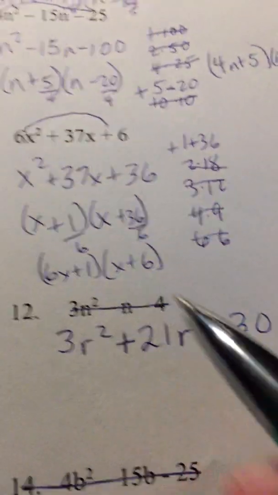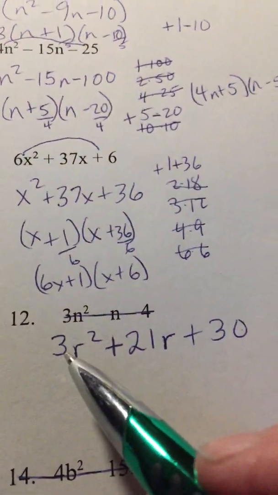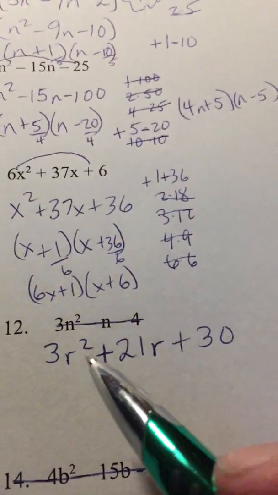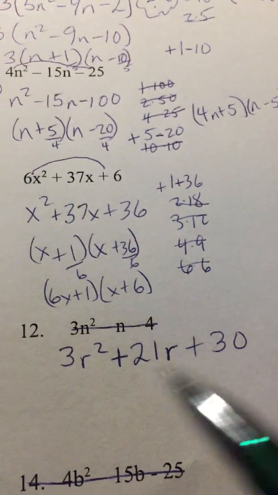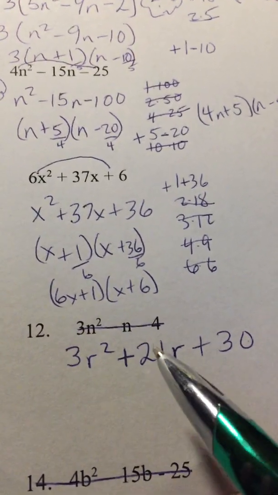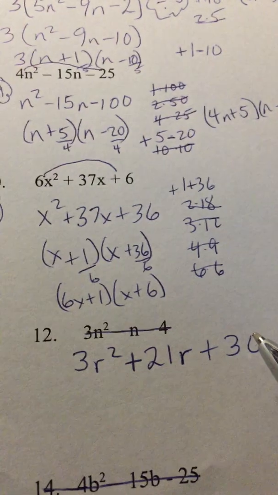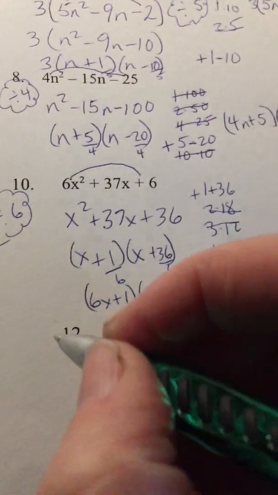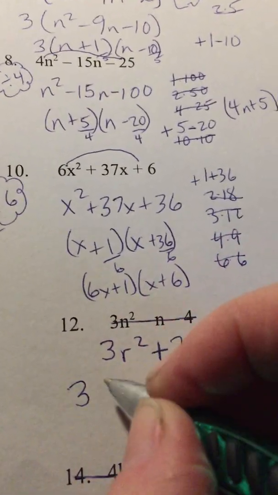Number 12. There's a number in front of the r squared. So look for a GCF first as normal. There's not an r in the third one, but will 3 go evenly into 3? Will 3 go evenly into 21? 3 goes evenly into 30. Yep, so there is a GCF, and it is a 3. So I'm pulling the 3 out.